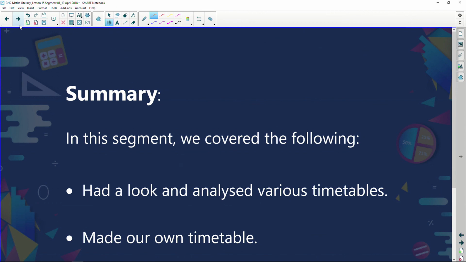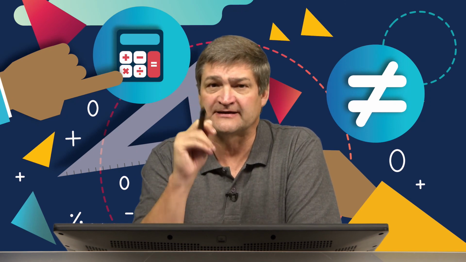I'm sure it does. So we need to take an ad break. Before we do that, let's just summarize this little session that we've had. So in this session, we've had a look and we've analyzed various timetables, and we've even made a timetable of our own. And folk, making a timetable will be absolutely critical when it comes to your study time just before your prelims, and especially your final examinations. Know how to put together a timetable and be realistic when you put your study timetable together.